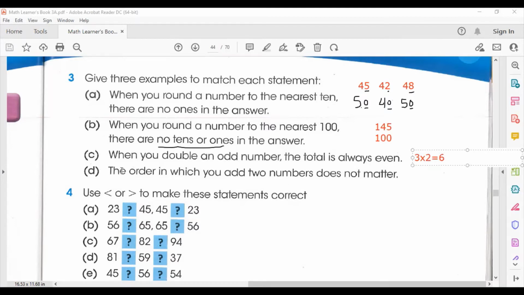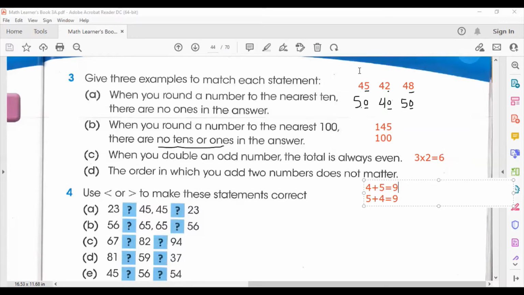Like this, the order in which you add two numbers doesn't matter. Obviously it doesn't matter because we are adding. If we are subtracting, then it is a problem; we need to write the big number up. But when we are adding two numbers, we can change the order, no problem. 4 plus 5 or 5 plus 4, we change the order, nothing happens, the answer is the same. 4 plus 5 is 9, and 5 plus 4 also equals 9. So the order in which you add two numbers doesn't matter.